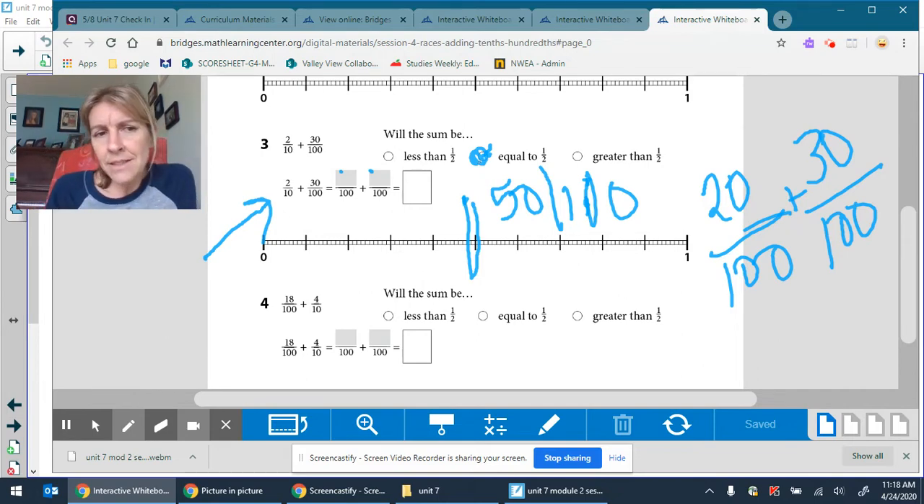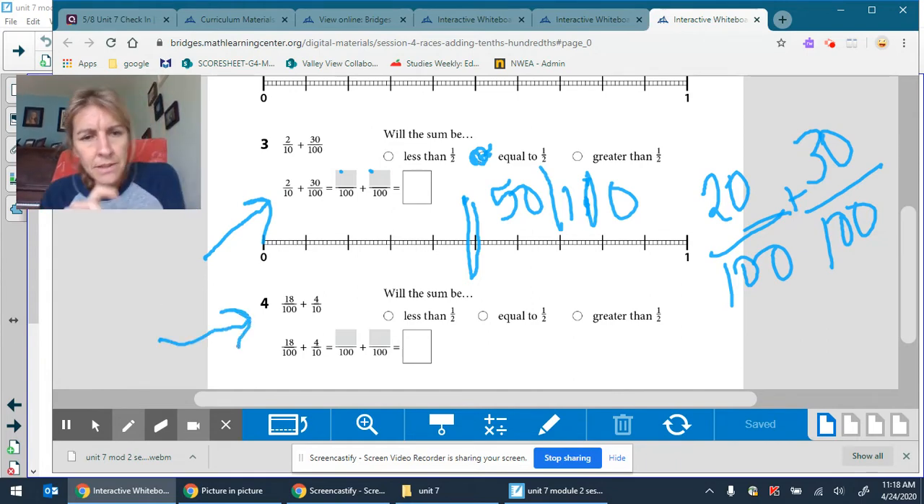And our last one, adding fractions with tenths and hundredths, and I can see that they have different denominators. 18 hundredths plus 4/10. Let's think, what will the sum be? It's like 40 hundredths plus 18, that's 58. It's going to be greater than a half, because I know 40 plus another 18 is 58. So 58 is greater than 50, so it has to be greater than half.